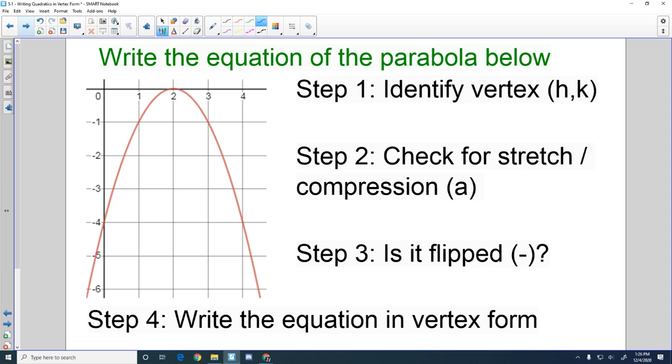This is the X-axis. This is the Y-axis. X coordinate of 2, Y coordinate of 0. So the vertex is at 2, 0.